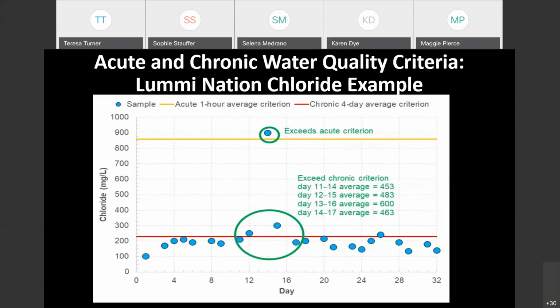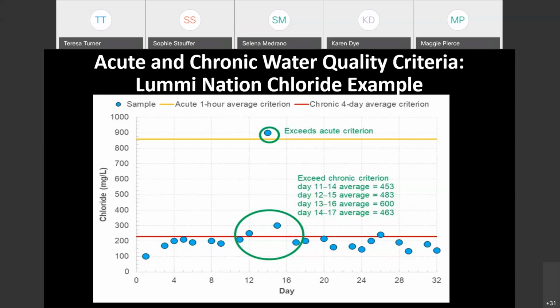So now we have a figure. This is looking at the chloride criteria and some data from the Lumi Nation. On the y-axis, we have chloride in terms of milligrams per liter and time in terms of days on the x-axis. The yellow line across the figure is the acute criterion, and the red line across the figure is the chronic criterion. So right off the bat, we can quickly see that we have an exceedance of the acute criterion. And then we also have some exceedances of the red criterion. And I'm sorry, I didn't mention the blue dots are the measured data from this particular water body.